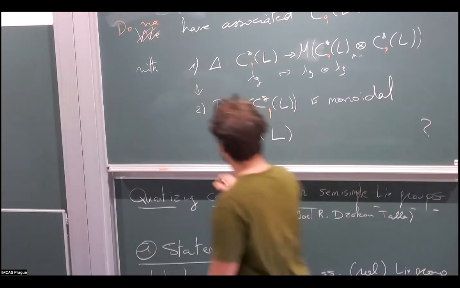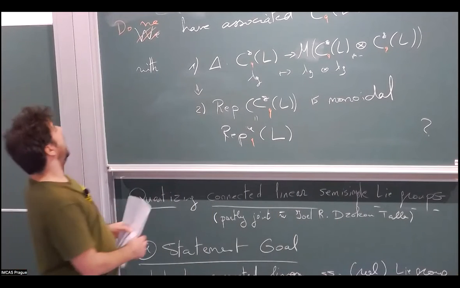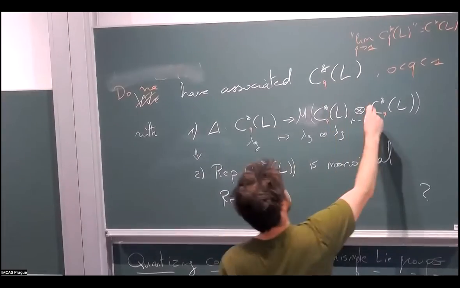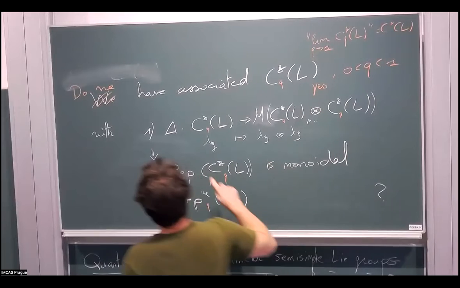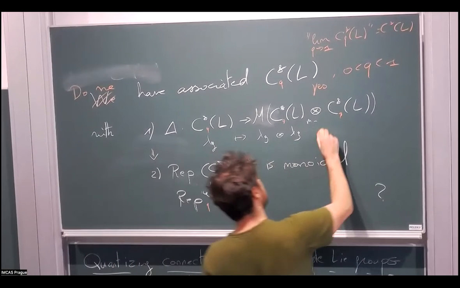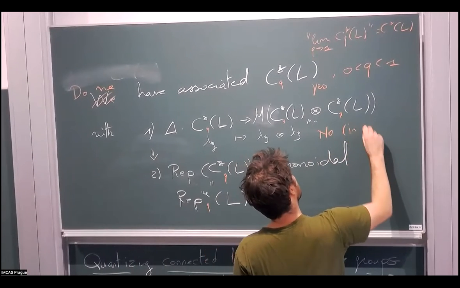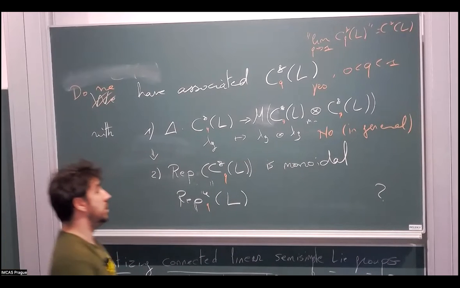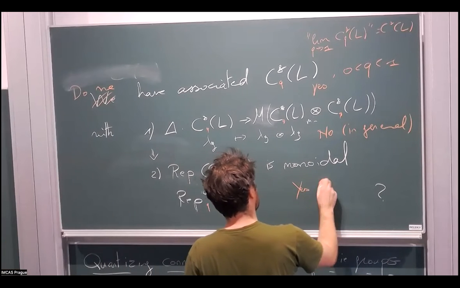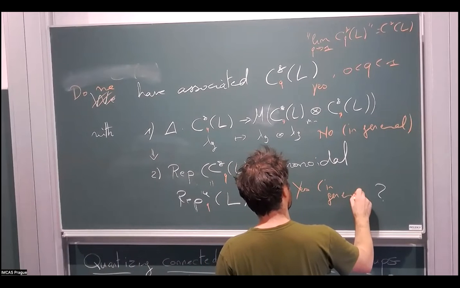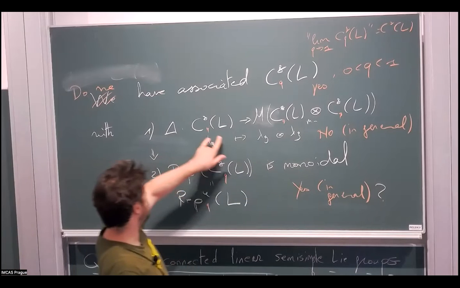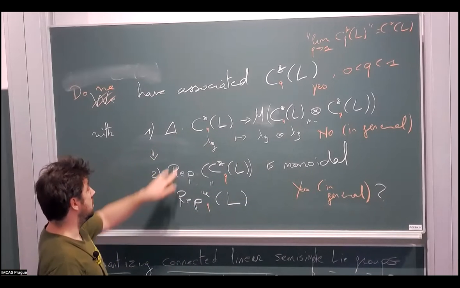If I can find my red chalk. So the question, do we have an associated C-star algebra here? Yes, this we can make. Do we have a coproduct? No, in general. But do we have a monoidal structure? Yes, in general. So hopefully I will have time by the end to explain why there is still a monoidal structure, even though we can't quantize the co-multiplication.